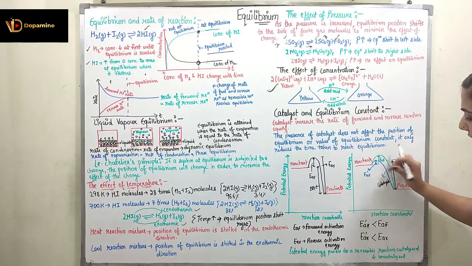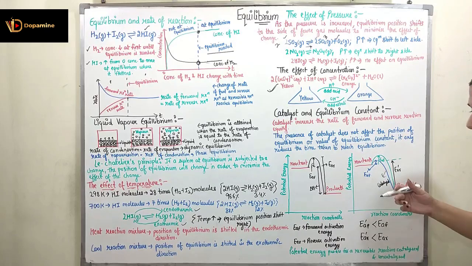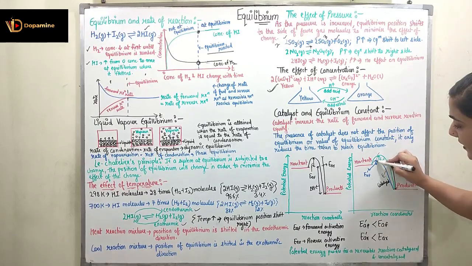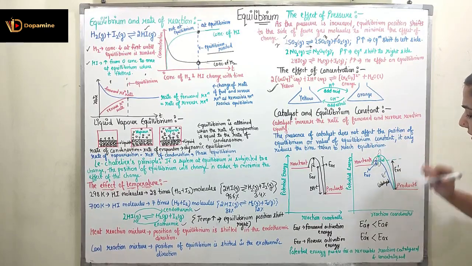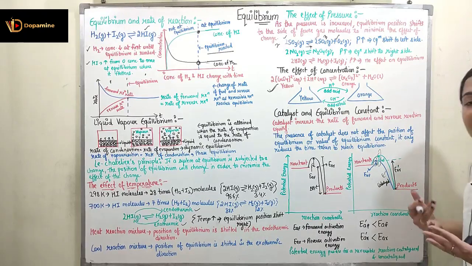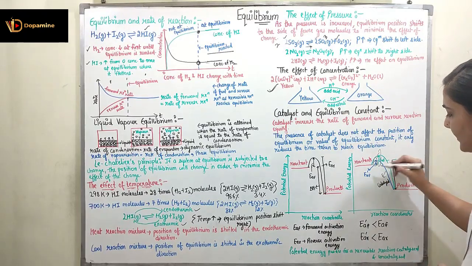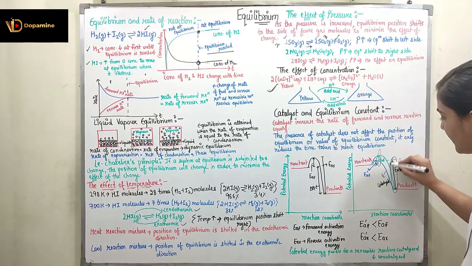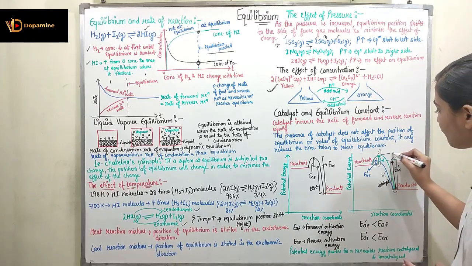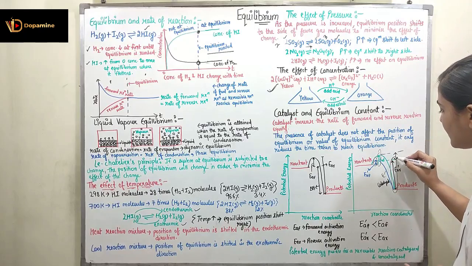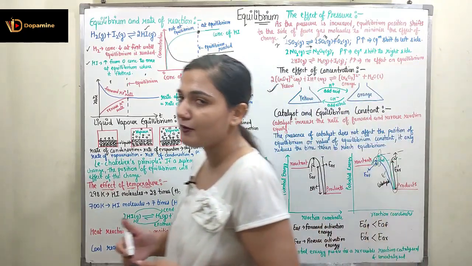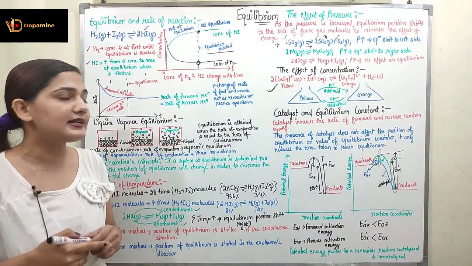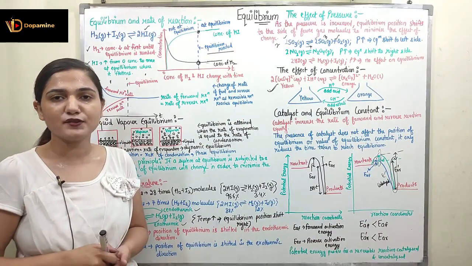Here you can see EAF' is the forward activation energy, which is lesser than EAF, right? So this is lesser than EAF, which means the forward activation energy has reduced with the catalyst. Even the reverse activation energy has reduced. It has reduced from this point, right? So this is the additional reverse activation energy reduction, and with the help of this we can understand the catalyst and the equilibrium constant. I hope you understood all of the things.